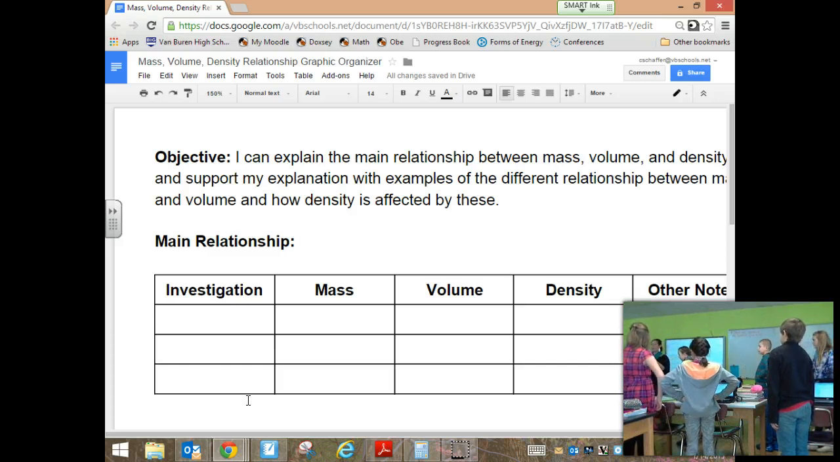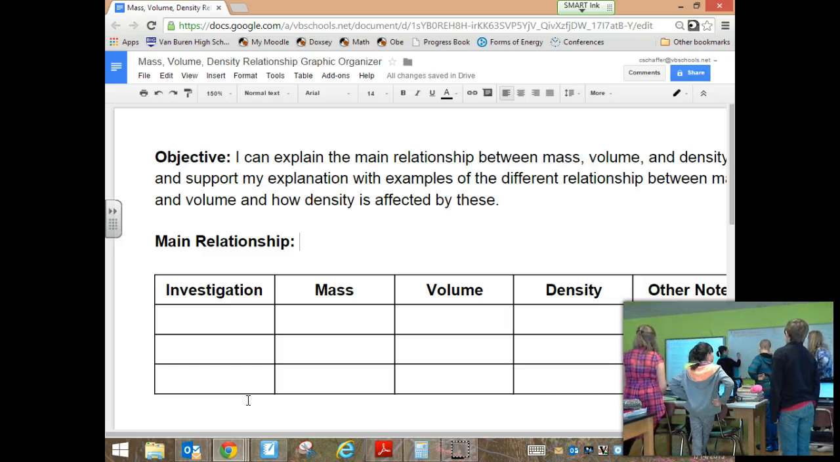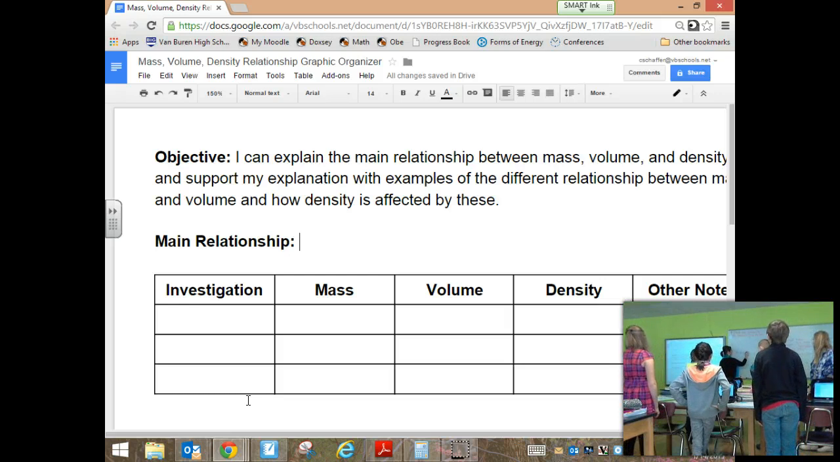What could we classify both atoms and molecules as? They are what? Grant? Matter. Very good. What do we use? Well, not tool, I shouldn't say that. How do we measure matter? What measurement do we use for matter?